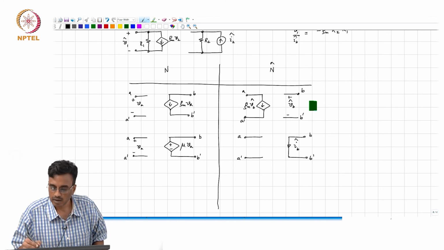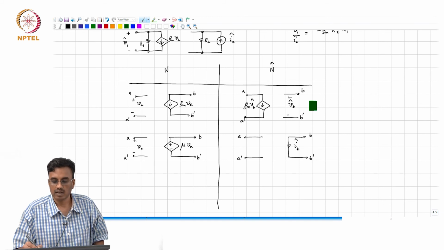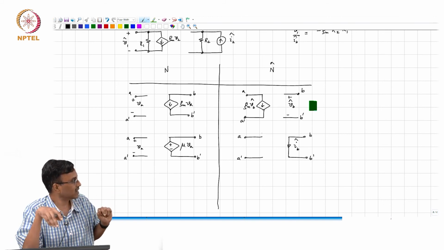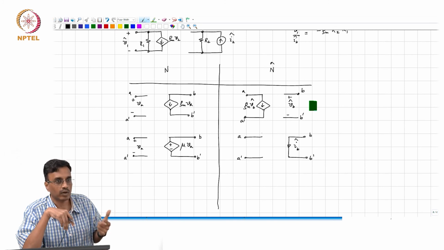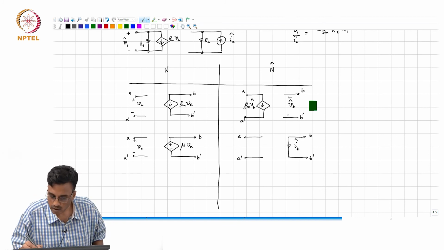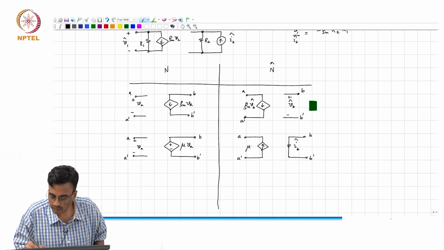And the impedance between A and A prime on the right hand side must be infinite when mu is 0. So, what kind of controlled port must that be? Current source, very good. So, this is mu times IB.